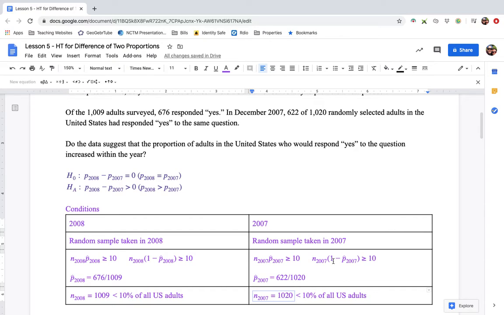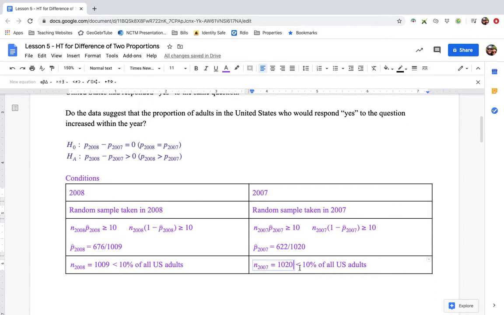So these should be our conditions. They are all verified. You could easily see that if you do 1,009 times p hat, you're going to get 676 here, and then you get the remaining over here. They're definitely larger than 10 for each of those. So all of these check out, and we can proceed with running our hypothesis test.